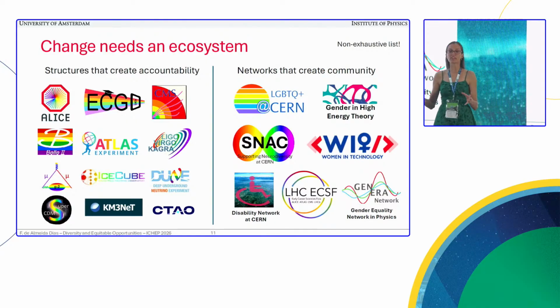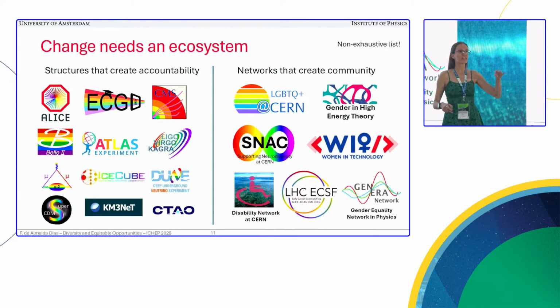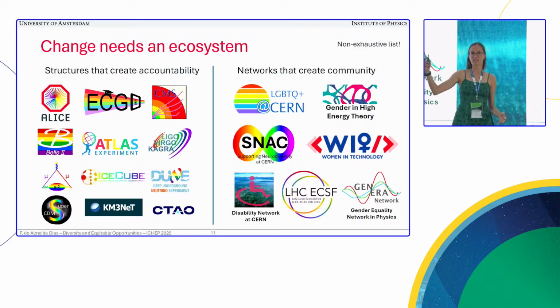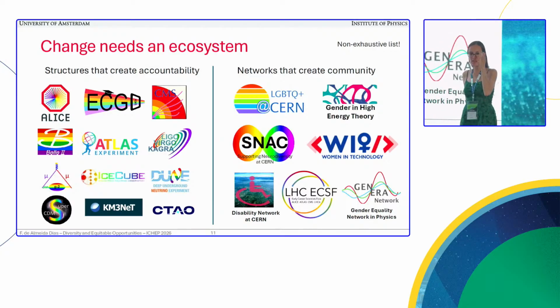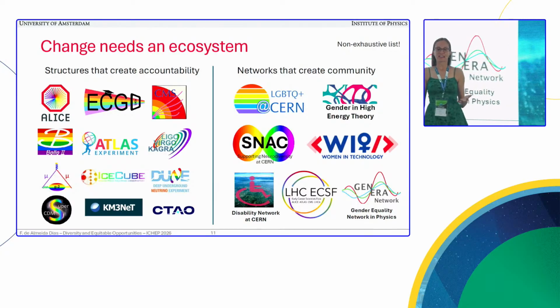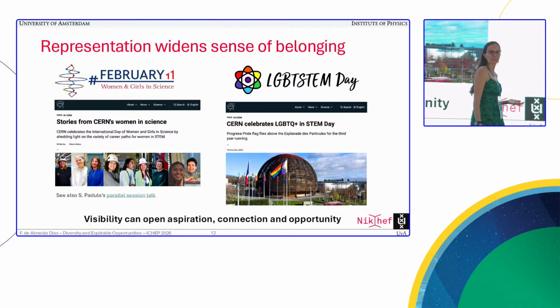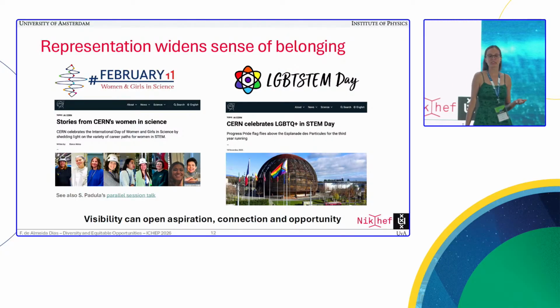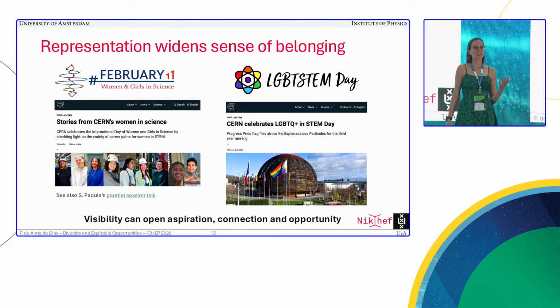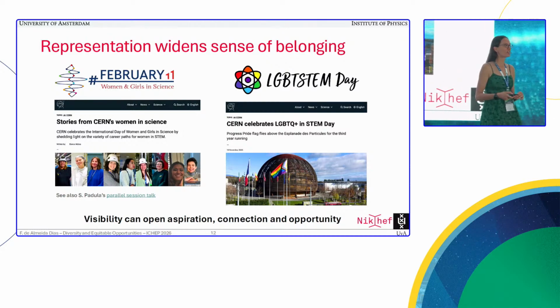So it's very important that we have both of those parts, the institutional part and the grassroots movements, so that we can have both accountability and we can have community. One of the things that those really help us with is to have representation. When I started undergrad over 20 years ago, we were about 10% women in my course of the bachelor's. Right now, this is much more.